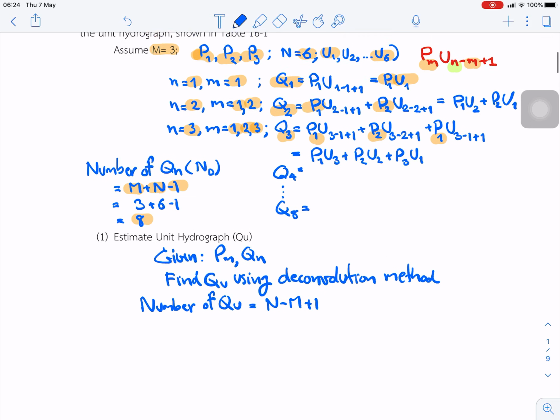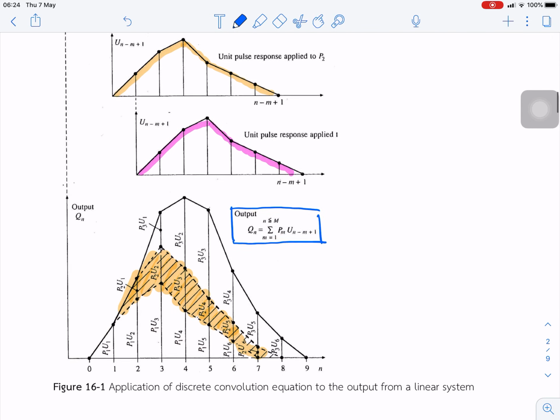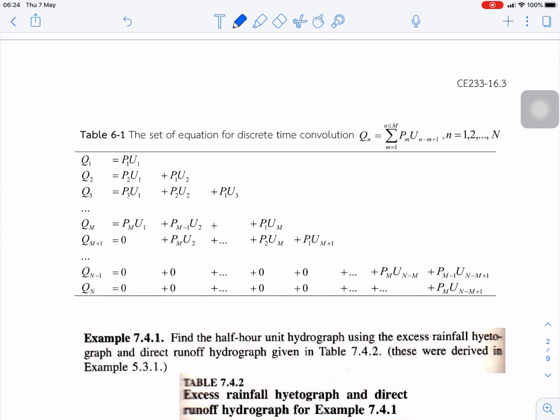From the series of equations, we can use this table to explain, the same as I explained for Q1, Q2, Q3, and we can estimate Q1 to Qn. In our case, if M is 3, Q4 is equal to, but in our case P3 is 0, so this term is 0, so we still have only 3 terms based on the number of the excess rainfall pulses.